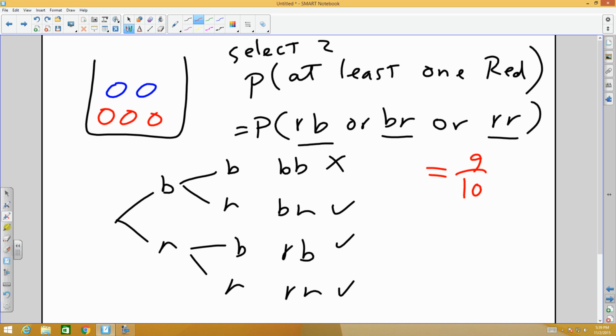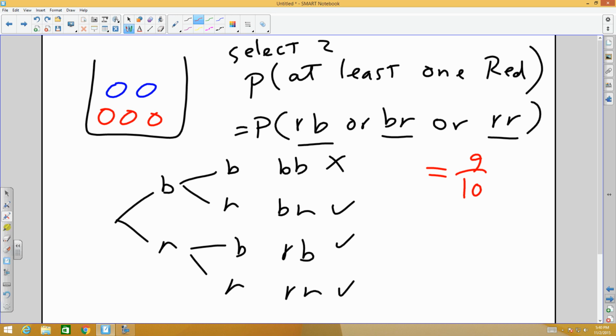Okay? Does it make sense? That's what we did last time, right? We had 3 over 10, 3 over 10, 3 over 10. So when you add them, you get 9 over 10. So as you can see, there are a lot of questions I can ask from a tree diagram like this.